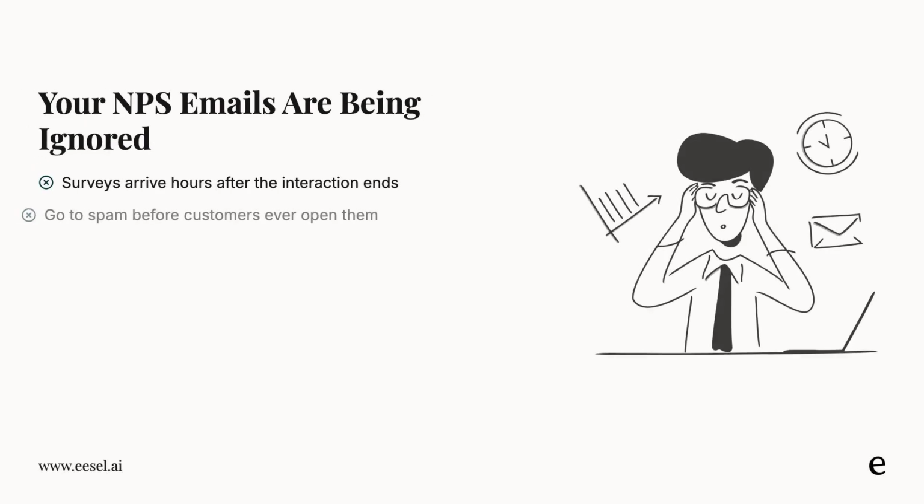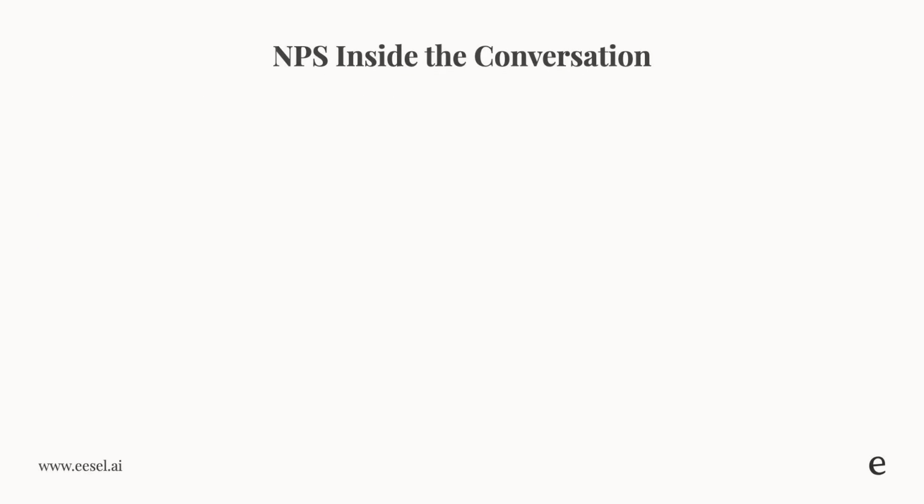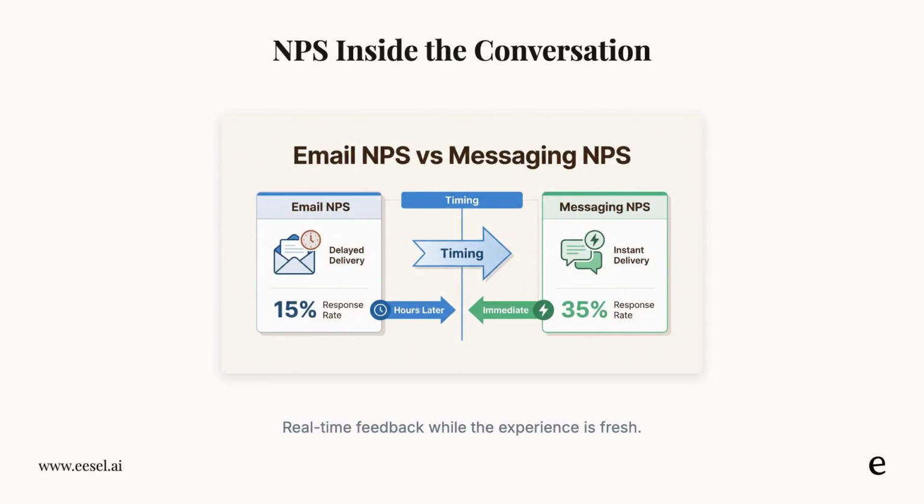Email NPS has a fundamental timing problem. By the time the survey hits an inbox, customers have already moved on. Surveys get flagged as spam, answered days later with no real memory of the interaction, or simply ignored. Messaging NPS solves all of this by capturing feedback in the moment. Instead of a separate email, the NPS question appears directly inside the chat window. The customer is already there, already engaged, and the interaction is still fresh. That context shift alone dramatically increases response rates.